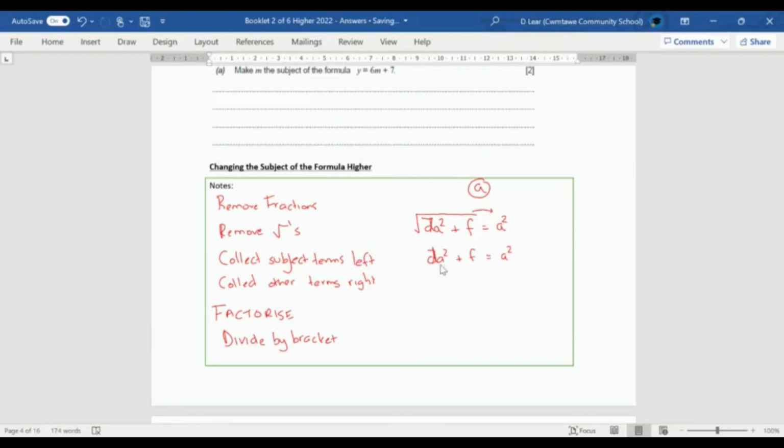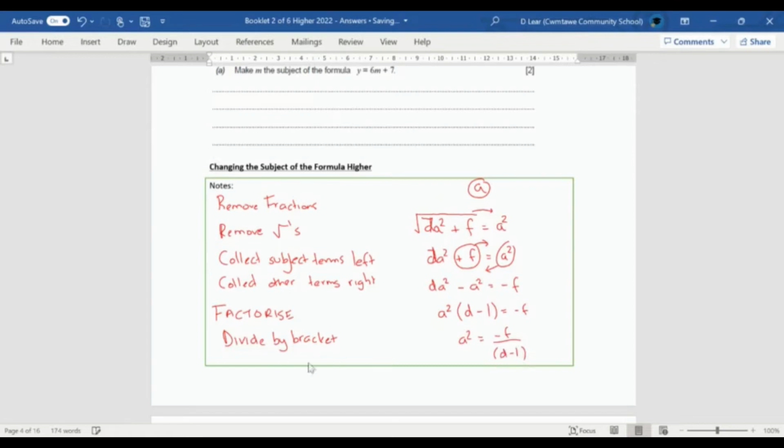Collect subject terms on the left. So a is a subject term, d a squared, but this is also a subject term over here, a squared. So I'll bring that over to be with it, now negative. Then other terms that don't have the subject go to the right, and what was plus f is now minus f. Factorize: take the a squared that is in both these terms outside the bracket, and you're left with d minus 1 equals minus f, and then divide by the bracket. So a squared equals minus f divided by d minus 1.